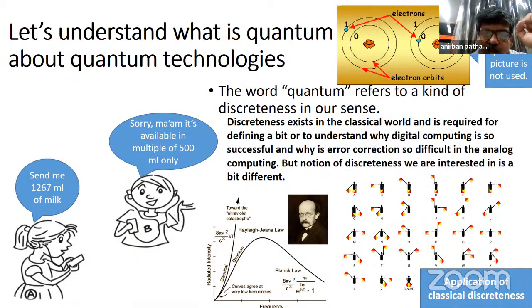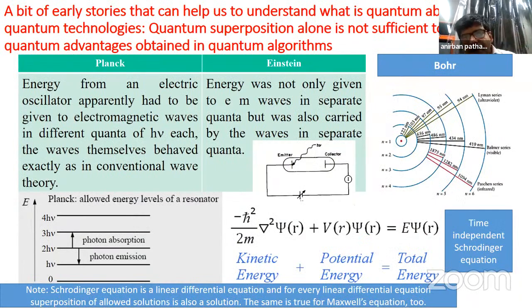So we come back to the word quantum. It means discreteness. Here is a girl who asked for 1267 ml of milk. And the man is saying, sorry ma'am, it's available only in multiples of 500 ml. If you go to buy milk, you will see that, and that's what quantization is. So Planck showed that for radiation, light quanta come in energies of h nu, 2h nu, etc. And then Einstein said that they also travel from one place to another in h nu, 2h nu.